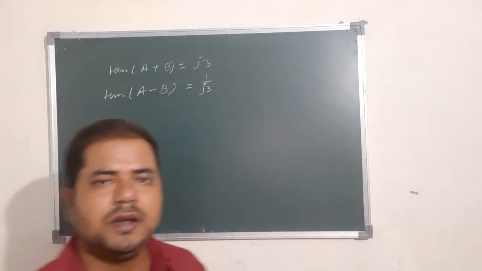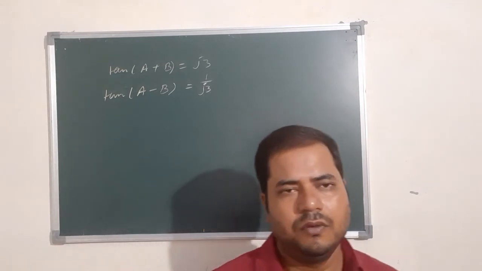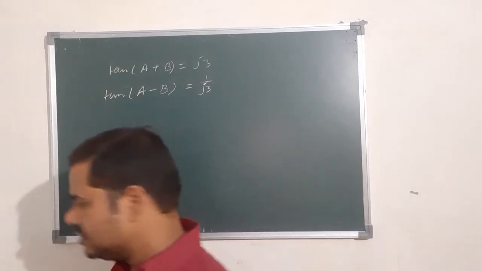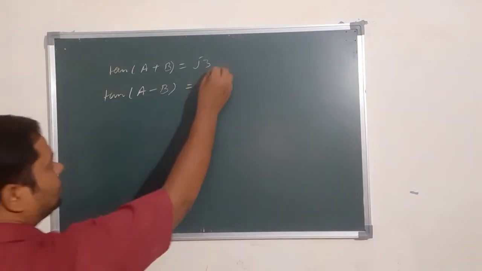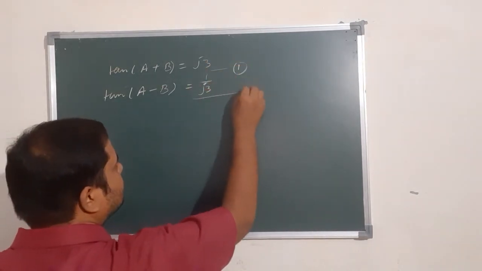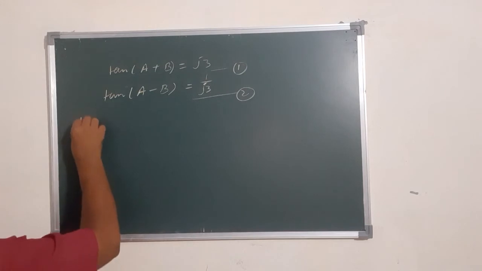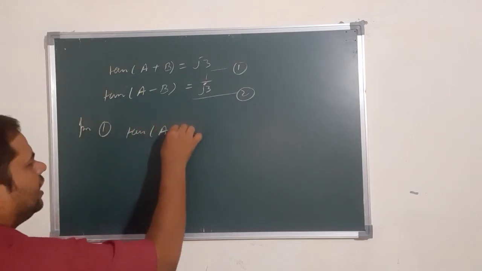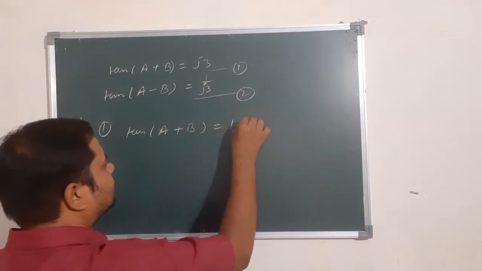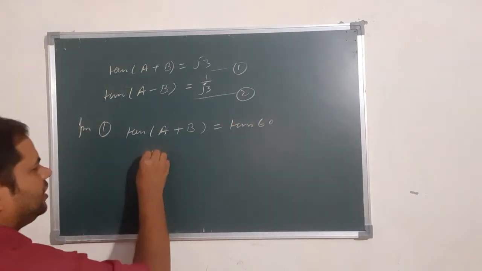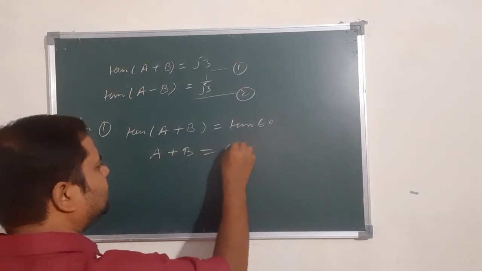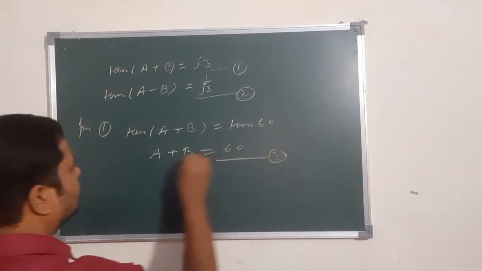Means the sum of A and B is at most 90, and we need to find A and B such that A is greater than B. So how will we find it? This is equation number 1 and this is equation number 2. From the first, tan(A plus B) is nothing but tan 60, so A plus B is 60 degrees. This is equation 3.